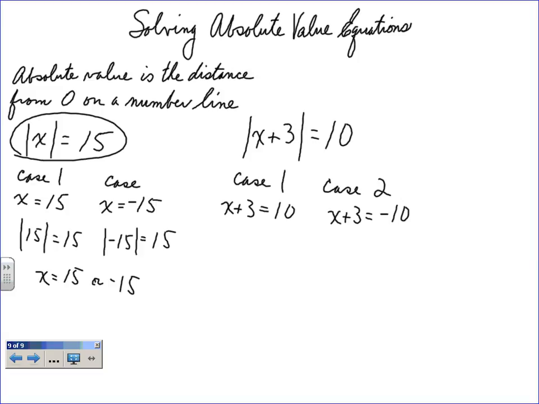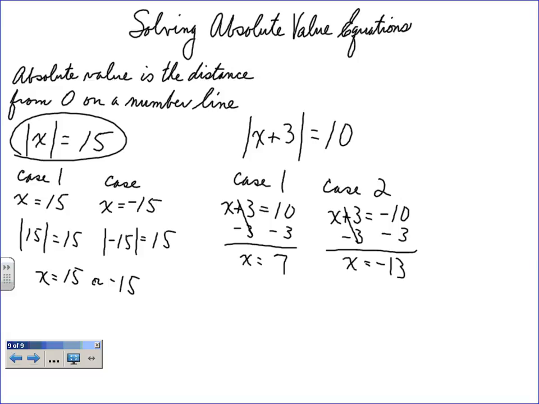So we can solve it easy enough. I'll just subtract 3 from each side. X could equal 7. That's one answer. Ozzy, if I subtract 3 from each side here, what do I get? X equals what? Not negative 7. No. Negative 13. Negative 10 minus 3 is negative 13.